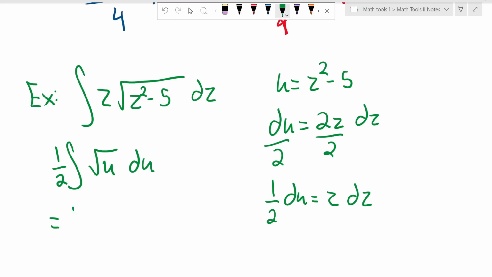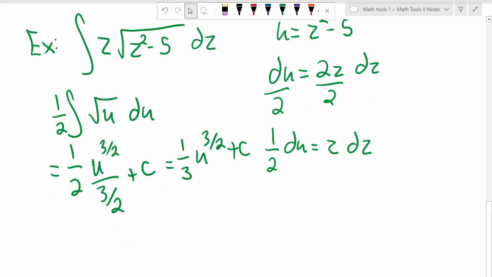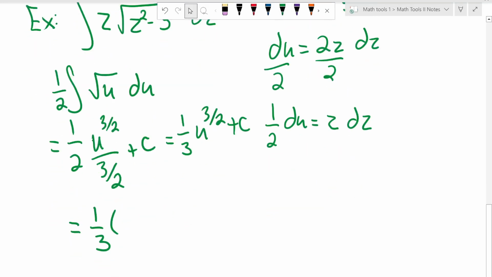So let's go ahead and evaluate this integral now. This is u to the 1/2, of course. So it's going to be u to the 3/2 over 3/2. I'll just write it out first: u to the 3/2 over 3/2 plus c. And then we can simplify that a bit to 1/3 u to the 3/2 plus c. And then again, of course, we want this to be in terms of z, not u. So we'll sub it back in here, and we'll get 1/3, what was it, z squared minus 5 to the 3/2 plus c. So we end up with an answer. If we start with z, we want our answer to end up having z as well.